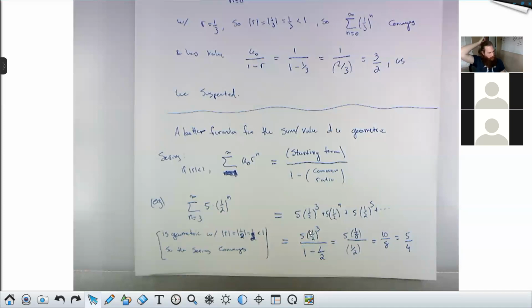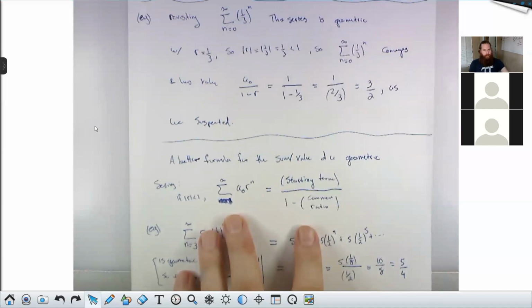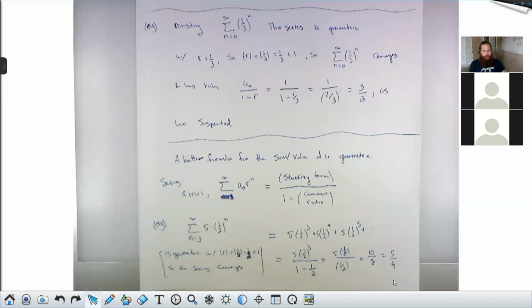The book doesn't give you this formula. The book gives you the formula that I proved, but I've found this useful, so I thought you might find it useful. Questions on this example? So let me zoom out. You can see both of these examples at once to help you think about them.